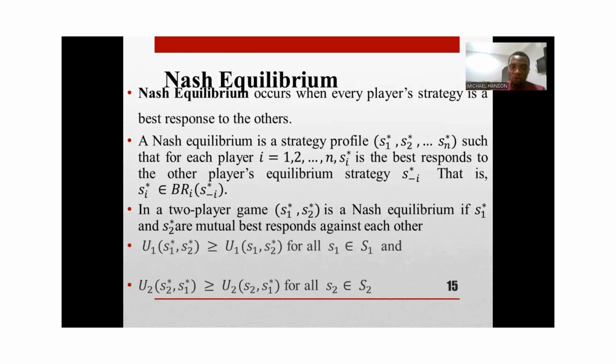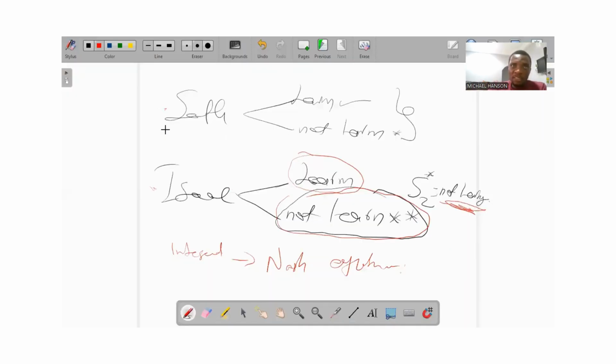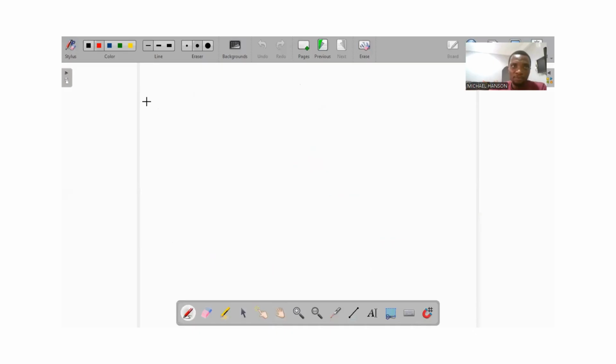Okay, so in that regard, let's just represent it this way. In a Nash equilibrium, the first player plays his dominant strategy, and the second player also plays his dominant strategy. That gives you the Nash equilibrium for player one.